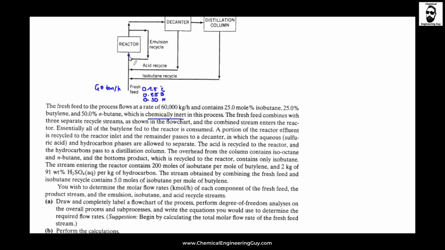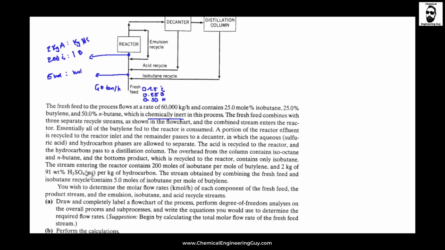So here you have 200 moles of isobutane per each mole of butylene, and also 2 kilograms of acid per kilogram of hydrocarbon. The stream obtained by combining the fresh feed and the isobutane recycle contains 5 moles of isobutane per mole of butylene.